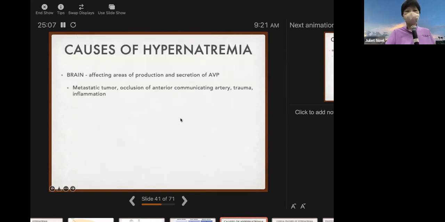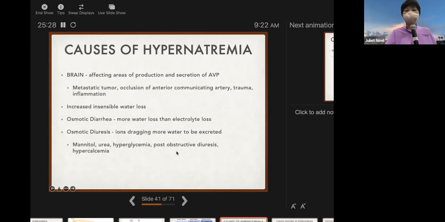So causes of hypernatremia: brain lesions affecting the areas of production and secretion of ADH, also metastatic tumors, insensible water loss that is not measured, and osmotic diarrhea, which means more water loss than electrolyte loss. Osmotic diuresis, also more water loss, like when you give mannitol, or when the patient is hyperglycemic. And patients who have an enlarged prostate, then it is removed.